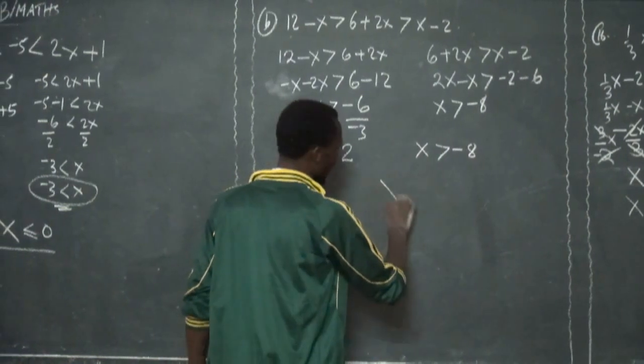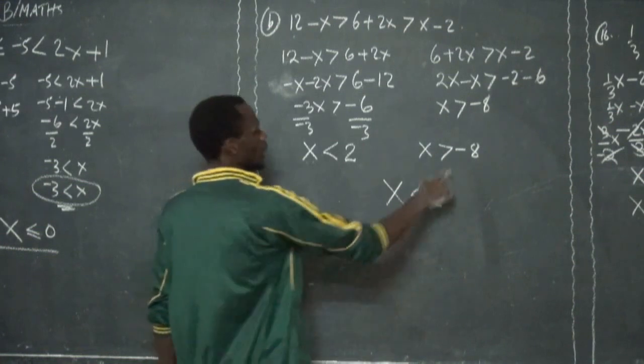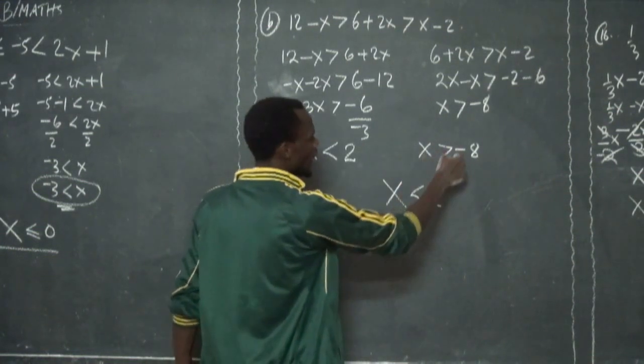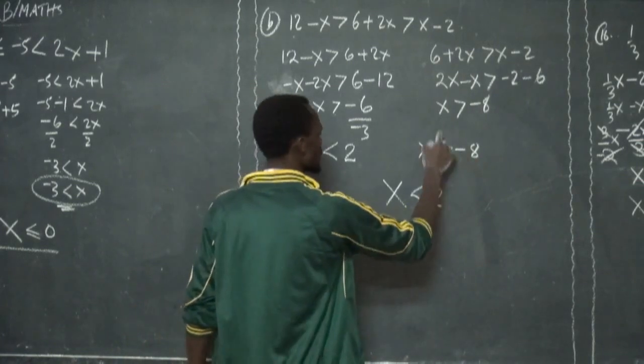Now we write our letter here. X is less than 2, but x is greater than negative 8. That is to say, negative 8 is less than x.